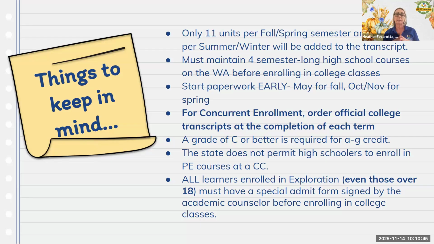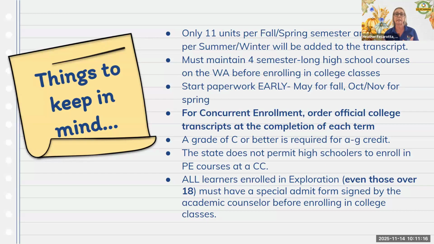After the class is completed, you will need to send us an official transcript so we know that those classes were done, how many credits you earned, and the grades, right? Because we're going to be keeping track of that on our high school transcript as well. A grade of C or better is required for that AG credit. So here's where I talked about in that last slide about not PE. The state doesn't allow it, strangely enough, so we can't take PE classes at the college for PE credit.